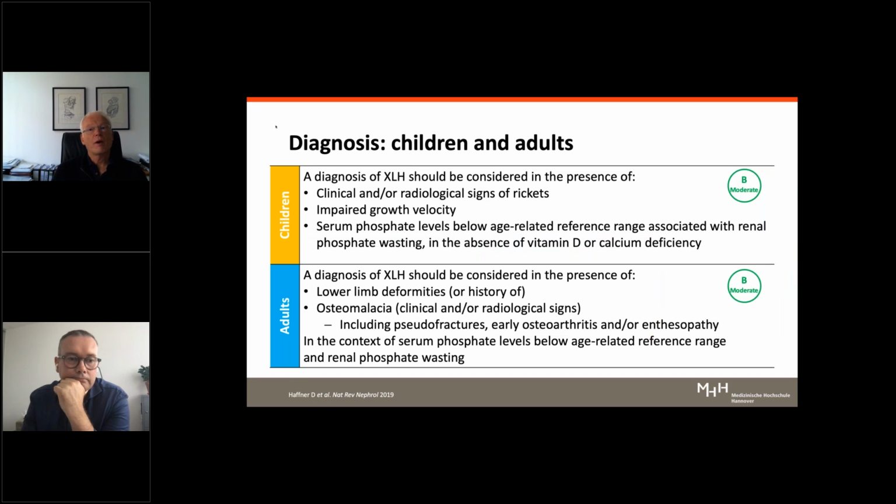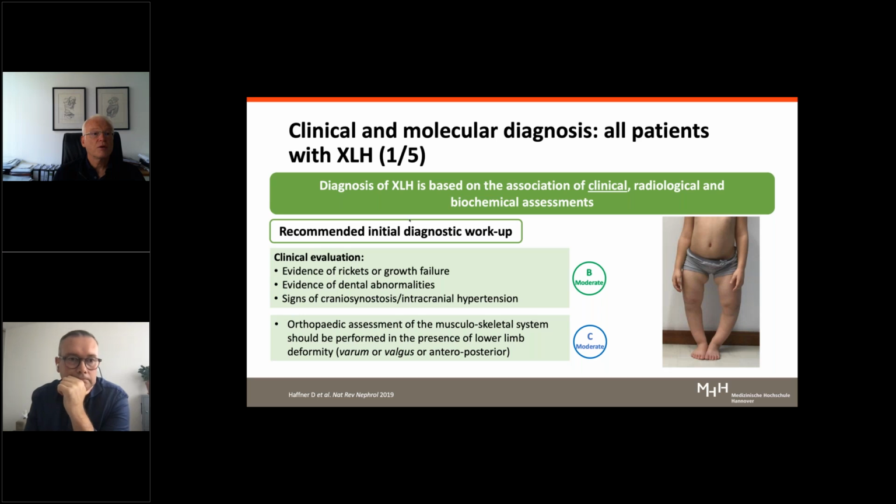Okay, so when to consider the diagnosis of XLH? It should be considered in the presence of clinical and radiological signs of rickets, impaired growth velocity, and serum phosphate levels below the age-related reference range associated with renal phosphate wasting in the absence of vitamin D or calcium deficiency. So here we exclude calcipenic rickets. So it's based on the clinical, radiological, and biochemical assessment.